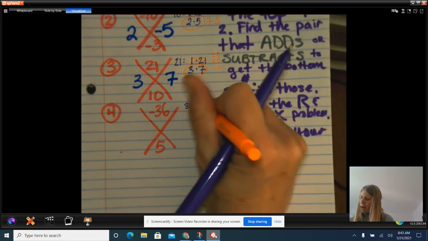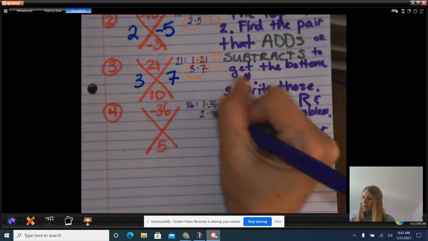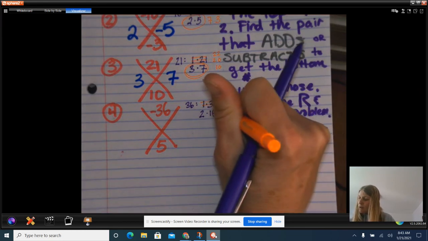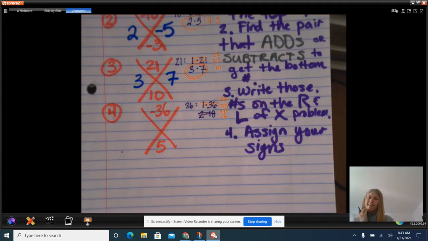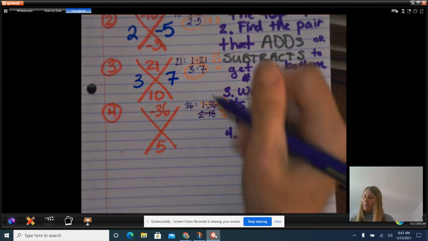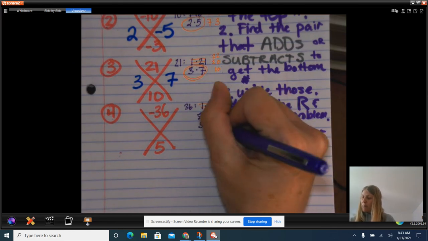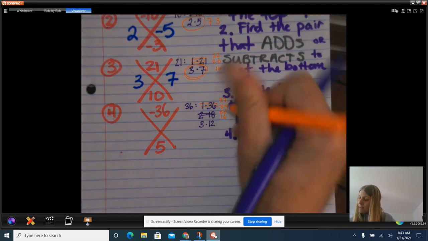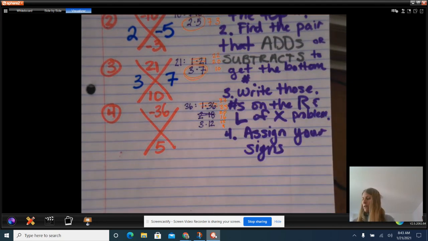I'm looking for a 5, so that's not it. I know 2 does go in evenly. 2 times 18 adds to 20, subtracts to 16. Once again, I'm looking for a 5, so I know that's not it. 3 does go evenly. 3 times 12. Once again, you use your calculator, 36 divided by 3, to see if that goes in evenly. Those add to 15, subtract to 9. We're getting closer. You can see those numbers are going down, but we're still not there yet.